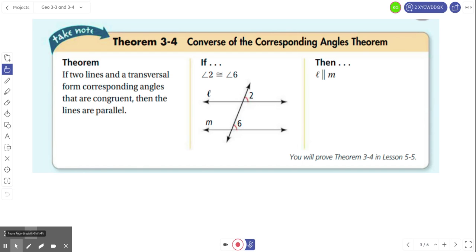Okay, so we're going to use this converse of corresponding angles theorem to say if we know the angles are congruent, we can prove that the lines are parallel. Let me give you an example of that.